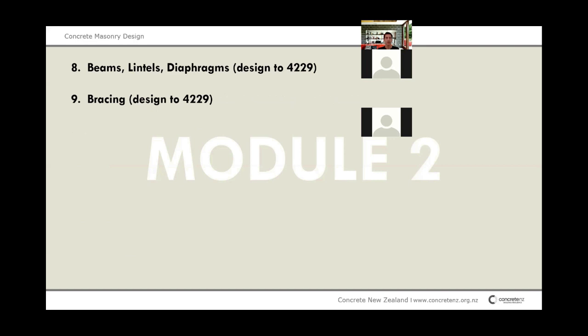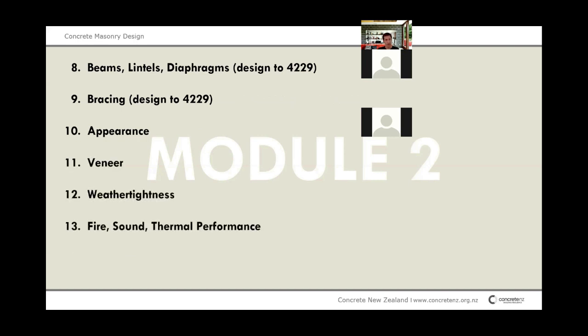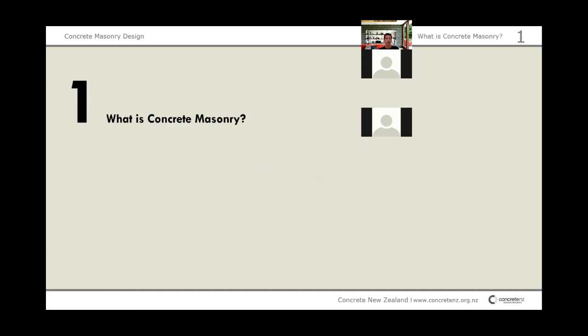I have to see how much time I have left, how fast we go through, because I would also like to talk a bit about the visual possibilities of masonry, because it's actually quite a stunning material. Veneer construction, weather tightness, also a quick chapter on fire, sound, and thermal performance. And then I would like to recommend some reading resources, all available from our webpage and the Concrete Masonry Sector Group's website.